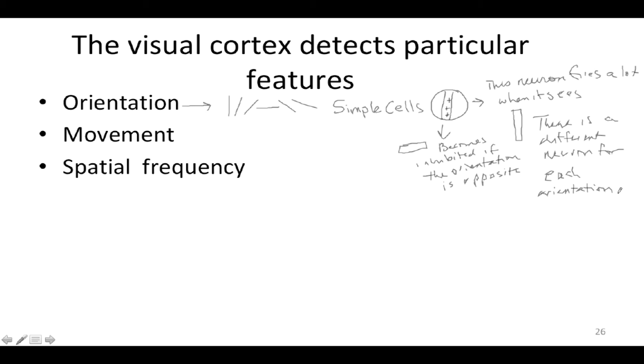There are also neurons that respond to movement. These are called complex cells. And so complex cells respond to a vertical object, not if it's still, but say if it's moving left to right. And so it would respond to a vertical bar moving left to right, and that might make it fire a lot. But it would become inhibited, for example, if the neuron detects that same vertical object moving the opposite direction.